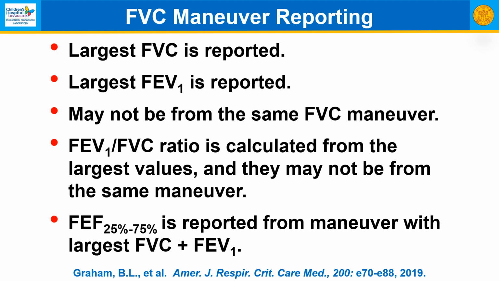In terms of reporting, the largest forced vital capacity is reported. Pulmonary function testing is a best effort activity. You don't want to know the average, you want to know the best. So the largest FVC is reported. The largest FEV1 is reported, even if it doesn't come from the same curve as the largest FVC. And then the FEV1 over FVC ratio is calculated from the largest values, even if they did not come from the same maneuver. The FEF 25-75 is reported from the maneuver with the largest FVC plus FEV1.